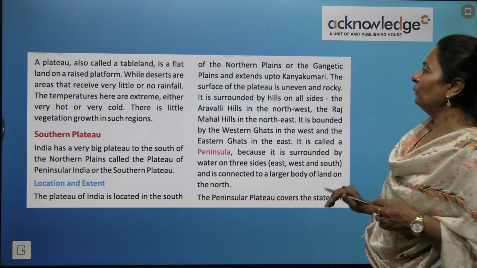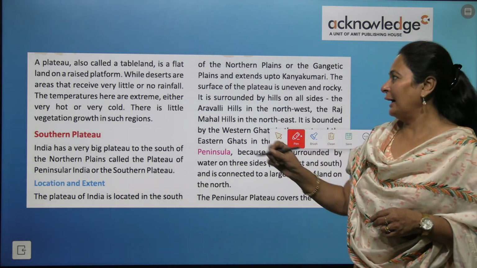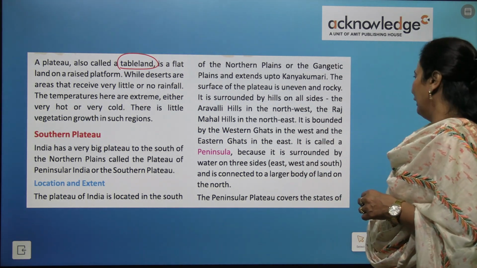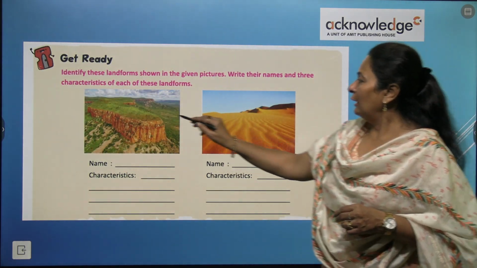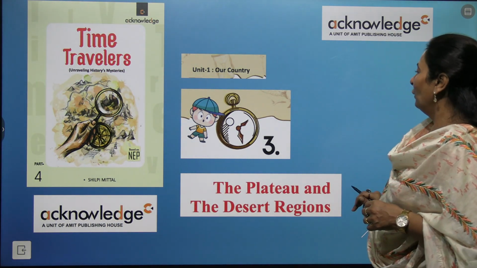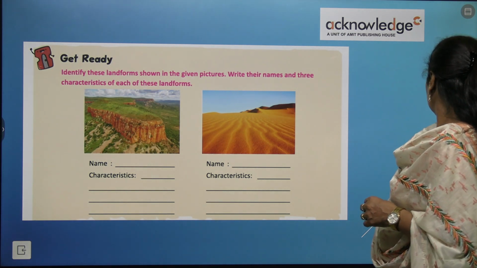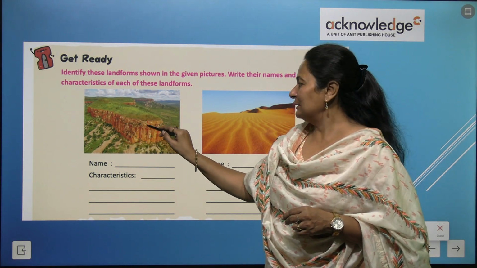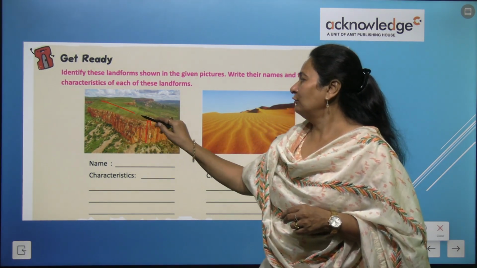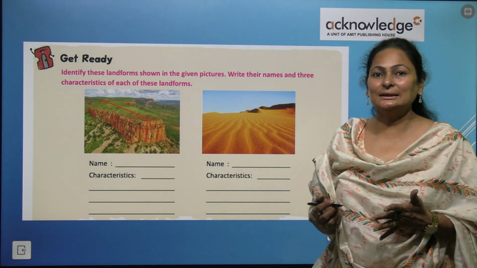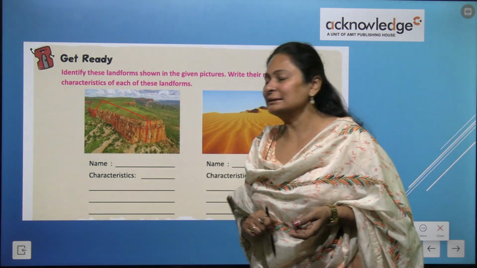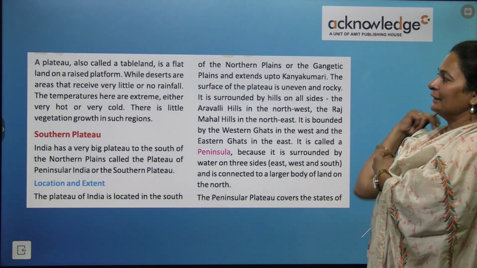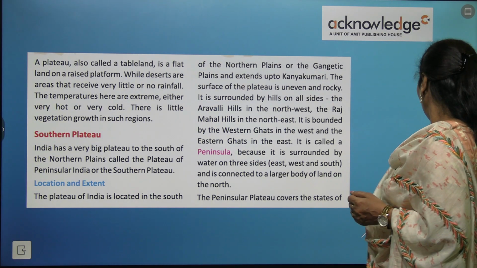So a plateau is also called the tableland. It is a flat land on a raised platform. You can see this is the flat land on top, in the form of a table. So this is the raised land with flat land on the top, called tableland too. You can see it is like a table. Alright, so this is called a plateau, while deserts are the areas that receive very little or no rainfall.